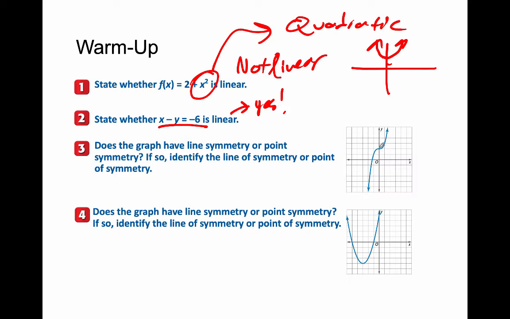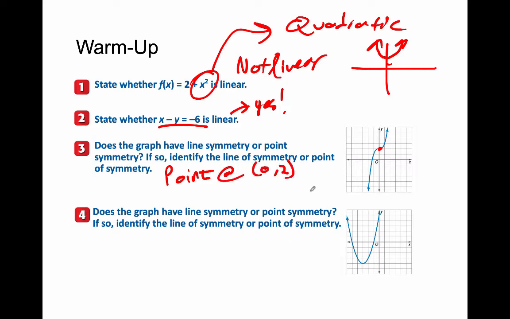Okay. Point symmetry or line symmetry. We have a point at 0, 2. This would rotate 180 degrees. If I flip this upside down, or if I rotated this 180 degrees, it would look the same. I would say point symmetry at 0, 2.